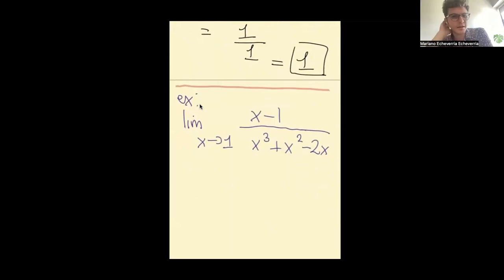Okay. So again, for something like this, if you just try to replace x with 1, you'll see that you'll get 0 here. And here you get 1 plus 1, which is 2, and 2 minus 2 is 0, right? So you will still get 0 over 0. So this is, again, one of these interesting limits. So the idea is not to just plug in, but first you have to simplify it in some way and try to see if you can get something useful.